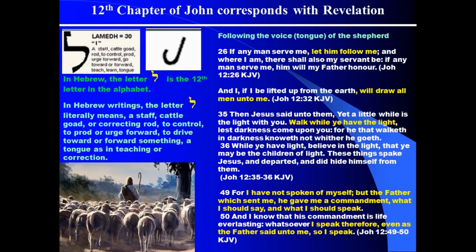John 12:26 says, "If any man serve me, let him follow me. And where I am, there shall also my servant be. If any man serve me, him will my Father honor." 12:32 says, "If I be lifted up, I will draw all men unto me." What is that? It's the shepherd, right? We're supposed to follow Jesus. Remember, he said the sheep will only hear the voice of the shepherd. If we're following another voice, we're not his, right? And what is the other voice? The other voice is some other thing other than the Word of God.